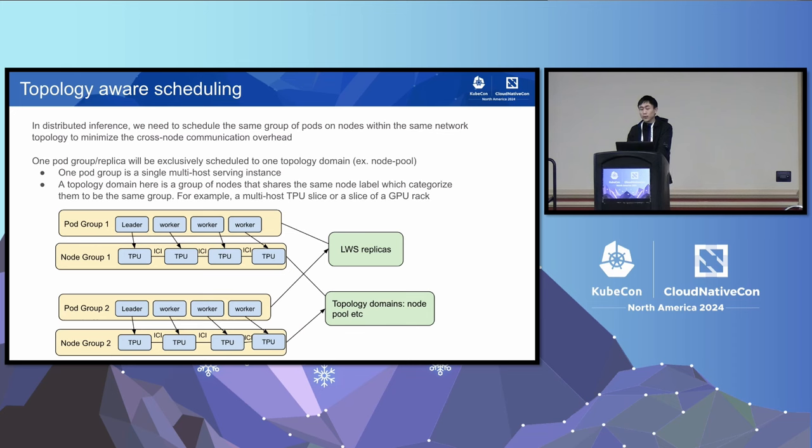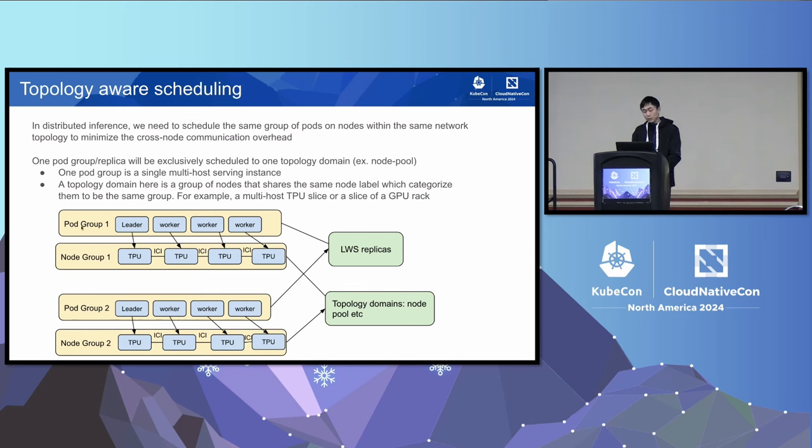And a topology domain here is a group of nodes that share the same node label, which categorizes them to be the same group. For example, a multi-host TPU slice can be a topology domain here, and also a slice of a GPU rack, or any group of nodes that have a very high throughput network connection.